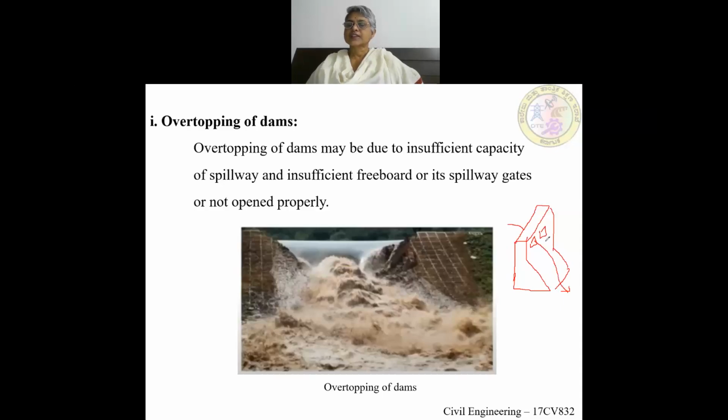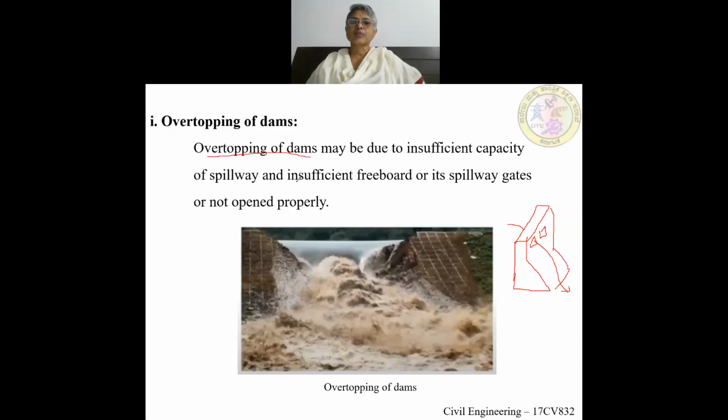If the gates are not sufficient, if you have not designed the gates properly, or the gates available are not sufficient, and if the flood exceeds the estimated flood, then what happens? Overtopping of the dam takes place. Water starts flowing over the top of the dam.